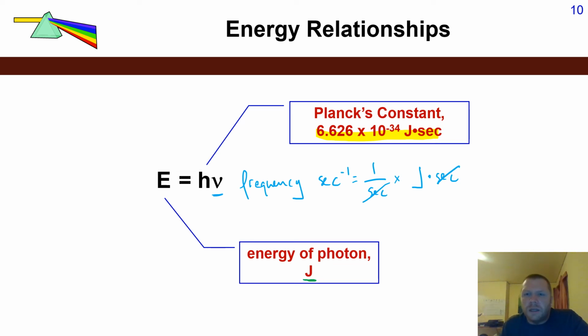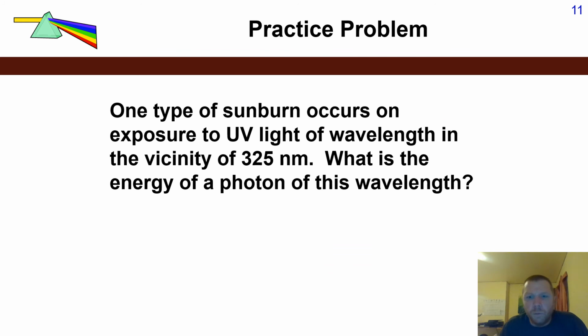Now, to see all that, so with this practice problem, and this practice problem right here is one type of sunburn occurs on exposure to UV light of wavelength in the vicinity of 325 nanometers. I'm going to highlight that because I know that I'm going to use that number. What is the energy of a photon of this wavelength? So I'm going to be looking for energy. And whenever I think of energy and I'm relating that to wavelength, I want to think about those two equations.